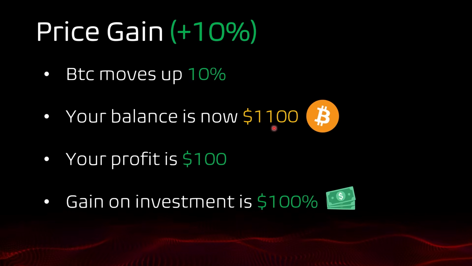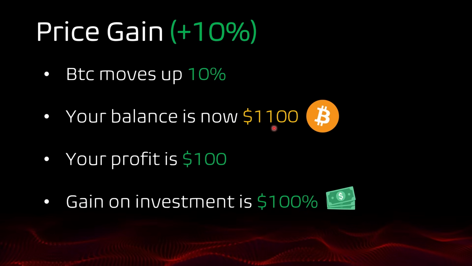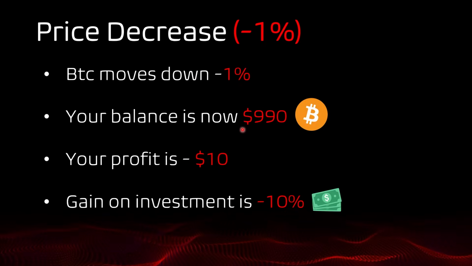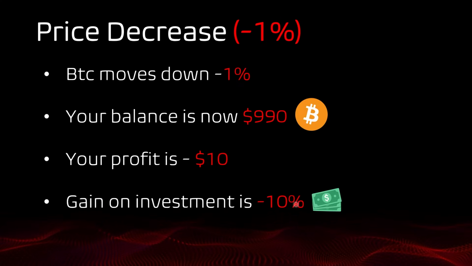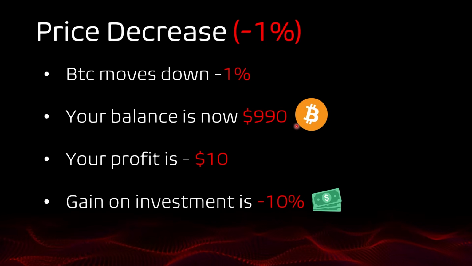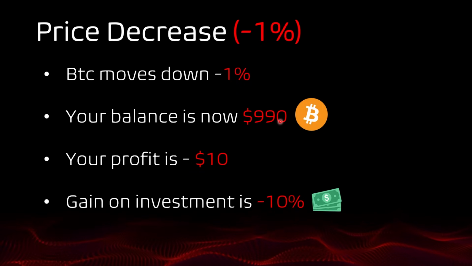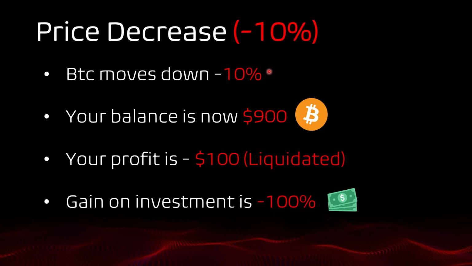Now, of course, that sounds very easy and well and good, but we have to look on the flip side. What about if price goes down? If price goes down 1%, your virtual balance will now be $990 worth of Bitcoin. Your profit is now minus $10, and your gain on investment is minus 10%. This is because, of course, you were owning the Bitcoin, but now that it's gone down, remember, your entire collateral was only $100. So now they've subtracted the $10 because, of course, you've just lost it on the trade, and your initial investment has lost 10%.